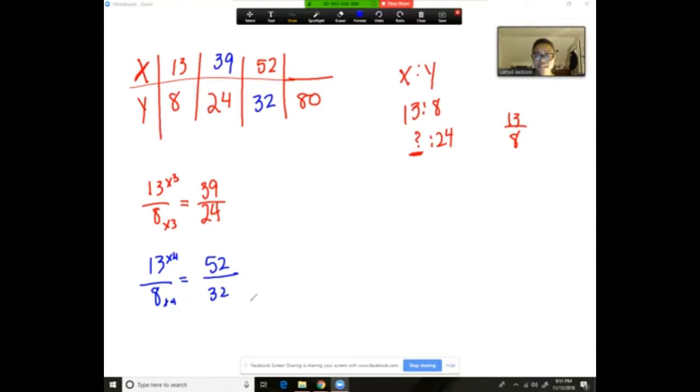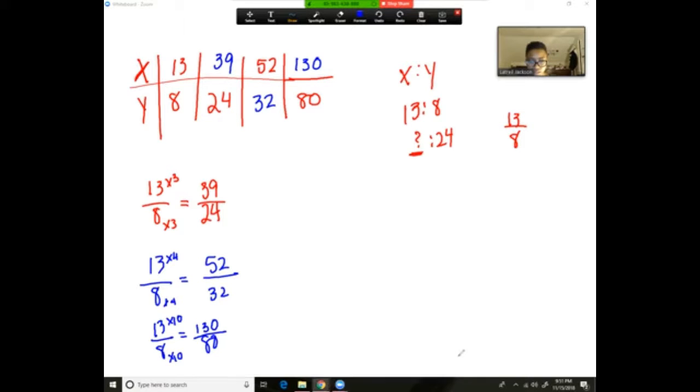And then the last one is 13 over 8. The denominator is 80. So we need to look at our denominator of our ratio and say, how do we get from 8 to 80? Using multiplication, we multiply 8 by 10 to get to 80. So we have to multiply the numerator by 10 also, and that's going to give us 130.